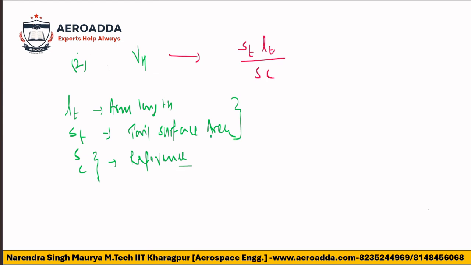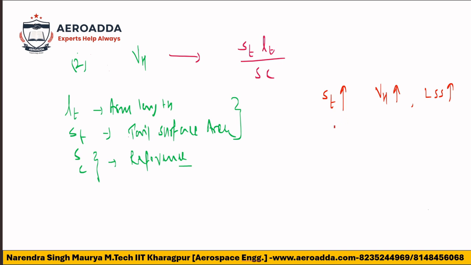Our main concentration is on the tail only. For the tail, if ST is high, I mean if you are using a large area, then your VH, which is nothing but the tail volume ratio, will be high. ST is high means the tail volume ratio VH is high. If VH is high, that means stability will be increasing, correct? It is stabilizing the aircraft more, so you can say LSS will be high. LSS means longitudinal static stability.